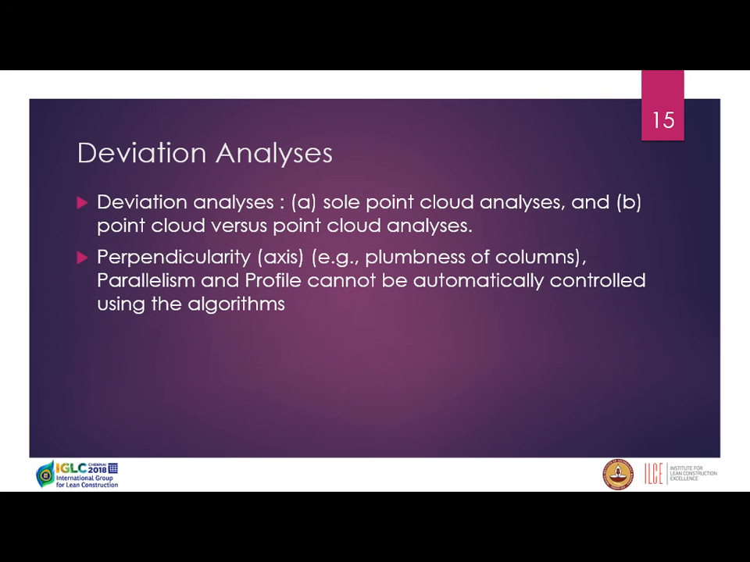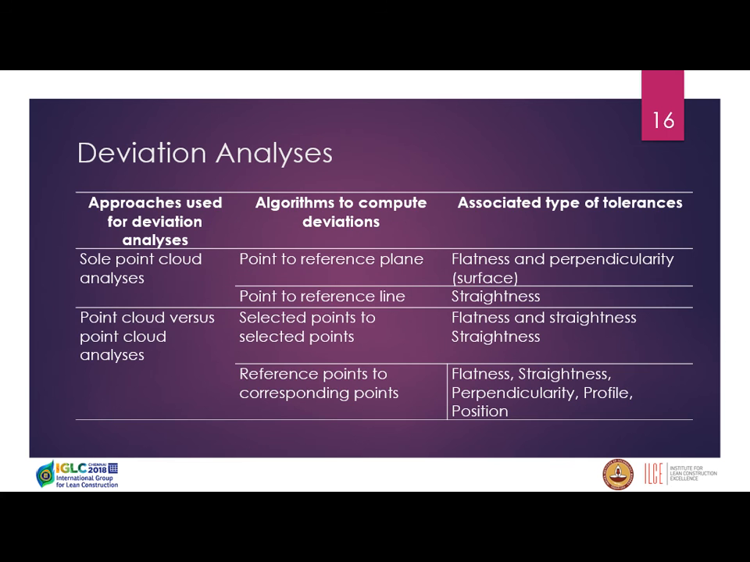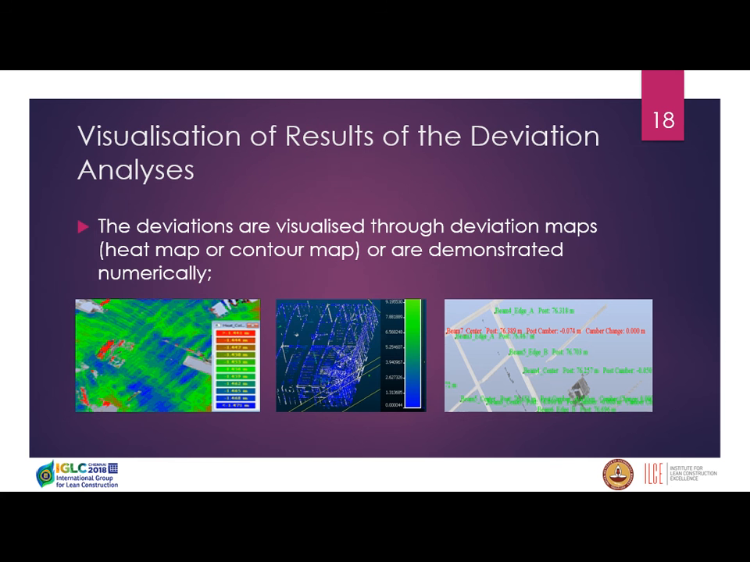And our findings show that at the moment, technology just allows us to do the measurement for certain types of tolerances. We cannot measure perpendicularity, and parallelism and profile cannot be automatically controlled using the existing algorithms based on this categorization. Then it's a matter of visualization and communication.